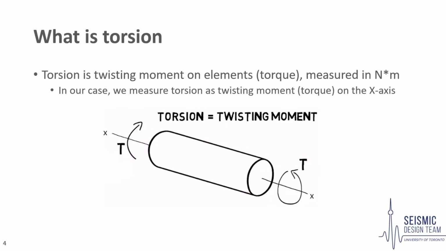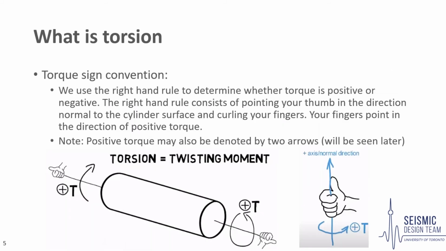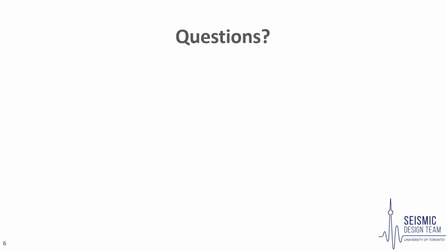The torque sign convention follows the right-hand rule. You point your thumb in the direction normal to the cross-section and curl your fingers as shown in the figure on the bottom right. The direction your fingers curl in is the positive torque direction. Positive torque may also be denoted by two arrows going normal from the cylinder's cross-section, as we will see later in some later figures. So before I proceed, does anyone have some quick questions about my definition of torsion?